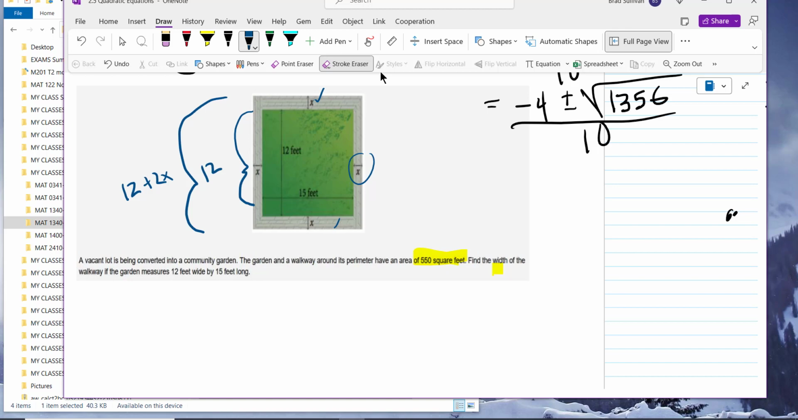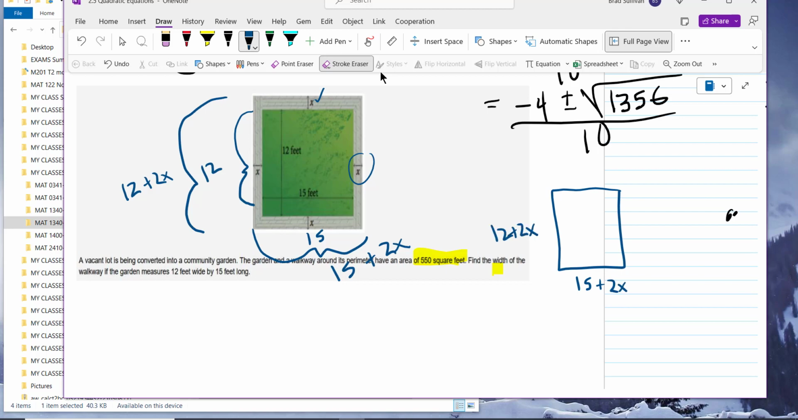Look at this part right here. This distance here is 15, right? Well, what would be the big distance? 15 plus 2x, right? Does that make sense? x plus x is 2x. So you have a rectangle with these dimensions: 15 plus 2x, and 12 plus 2x. Those are the dimensions.